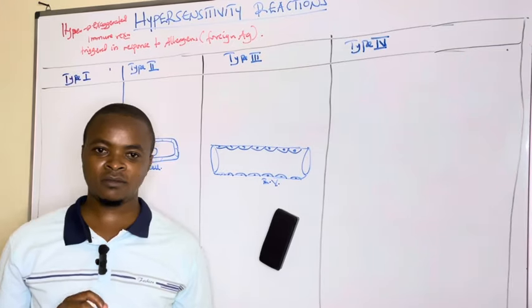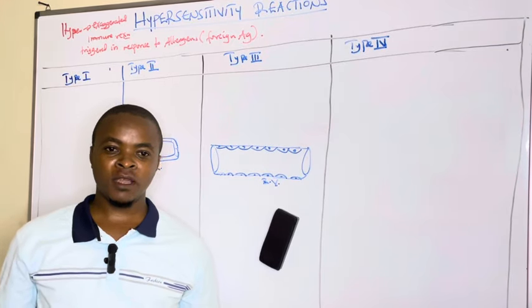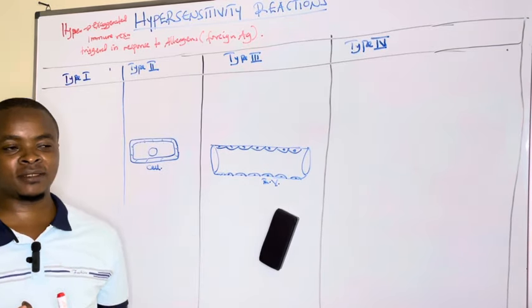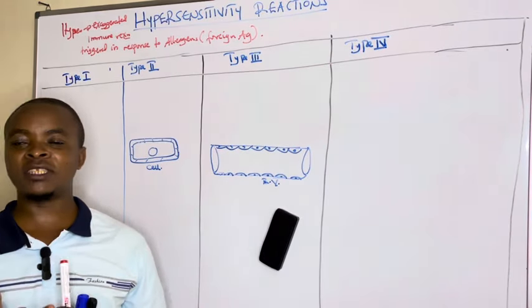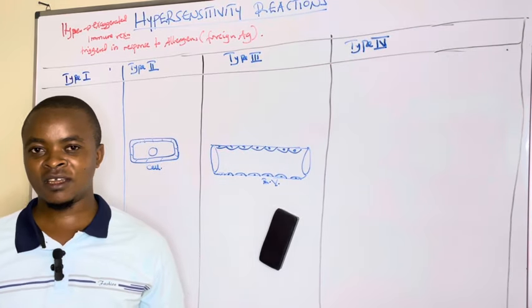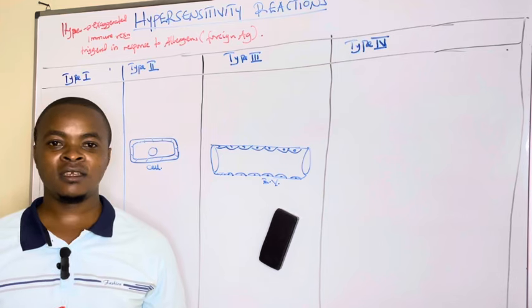antigens. And these hypersensitivity reactions are divided into four. So there are four types of hypersensitivity reactions which we want to discuss in this session.